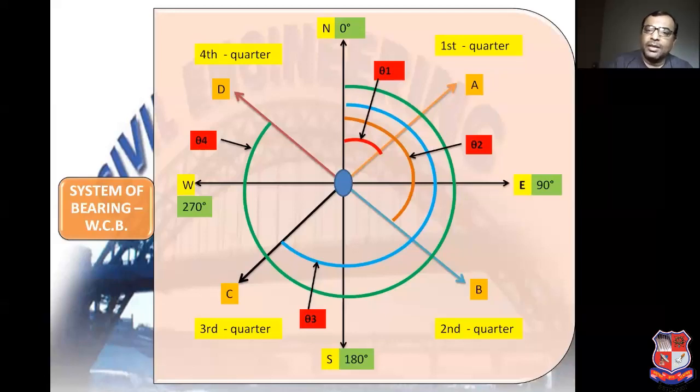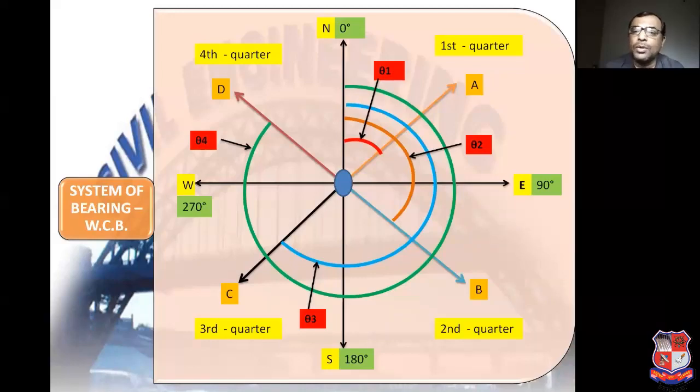Let us take one example. If your survey line is in quarter number 1, you can see here, this is my survey line, suppose OA, which is located in quarter number 1. Now, what is the rule of the WCB system? You have to measure the bearing. Again, I am telling, bearing means the horizontal angle between the survey line and north.